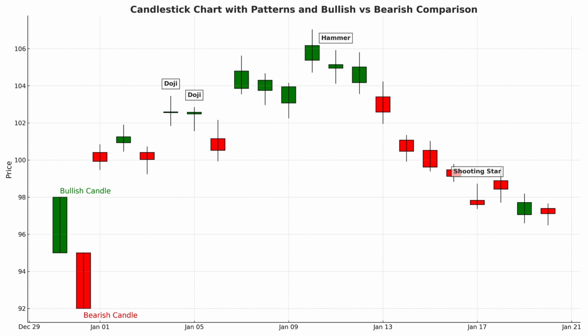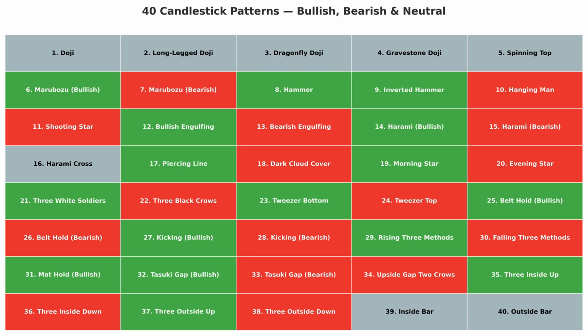The 5 patterns you should know first. Why there are more than 40 patterns in total. And how AI turns all of this into clear, actionable decisions.